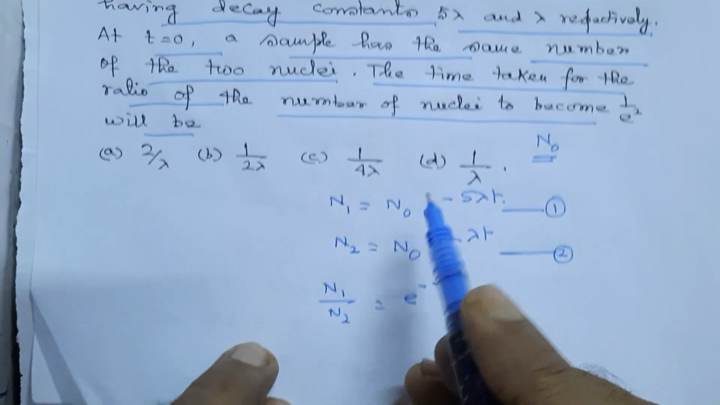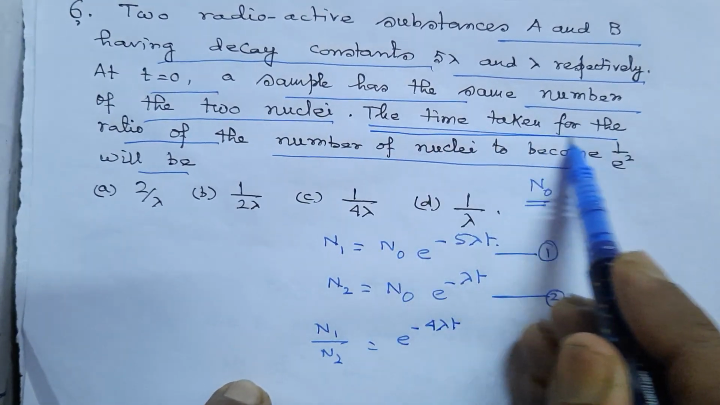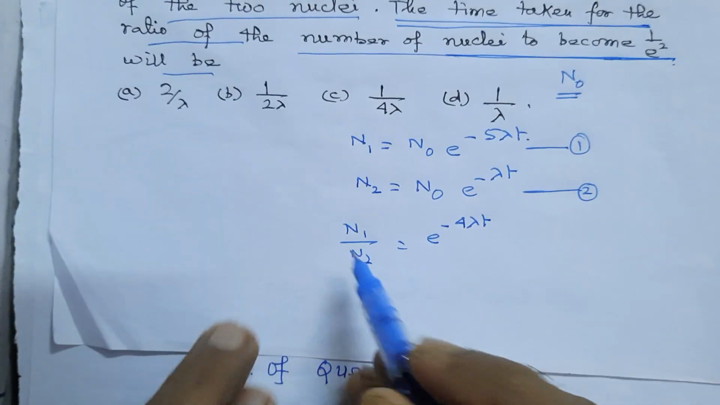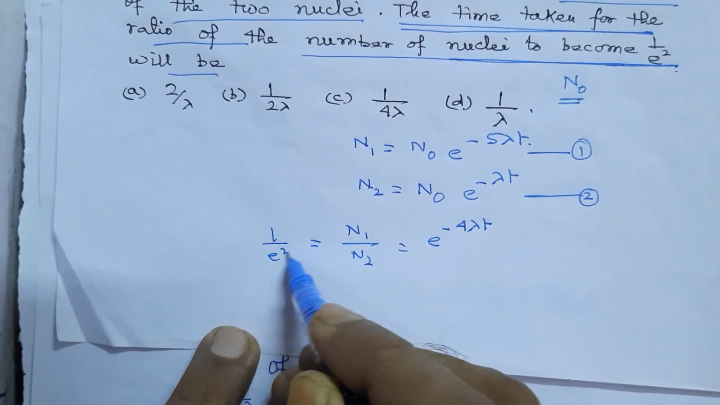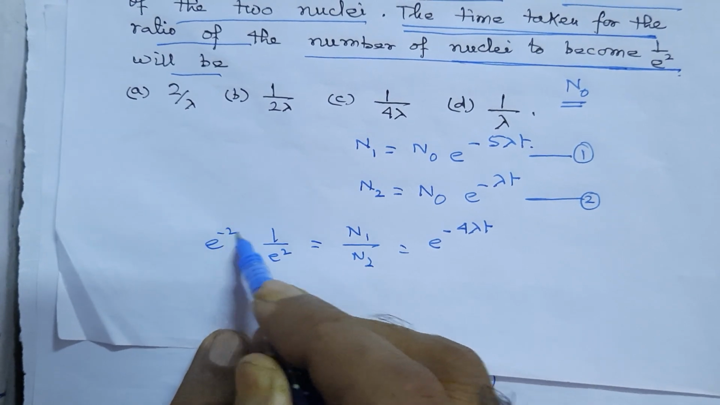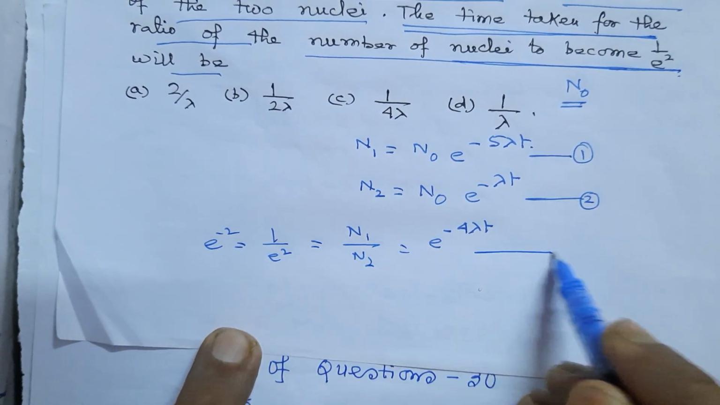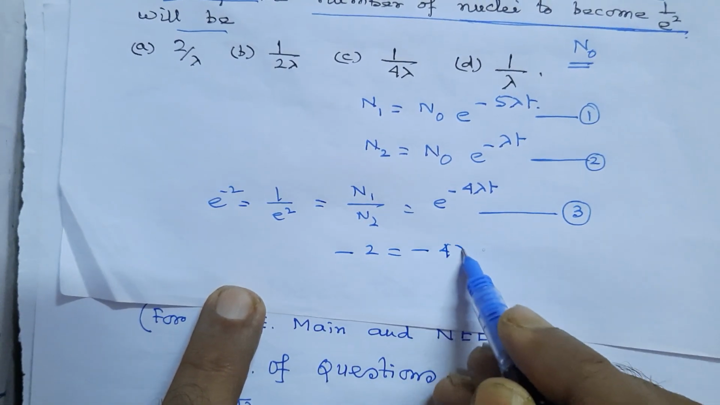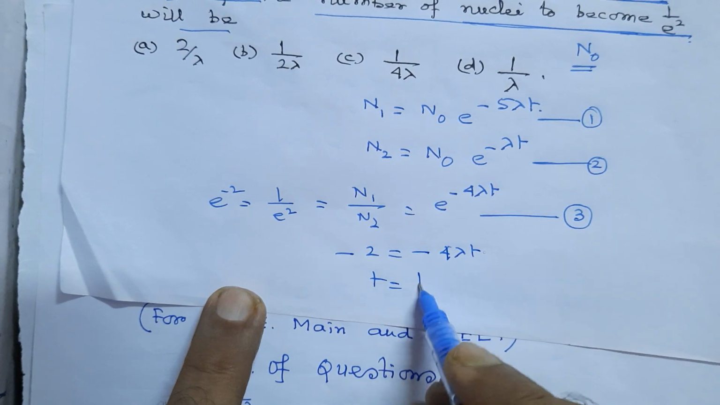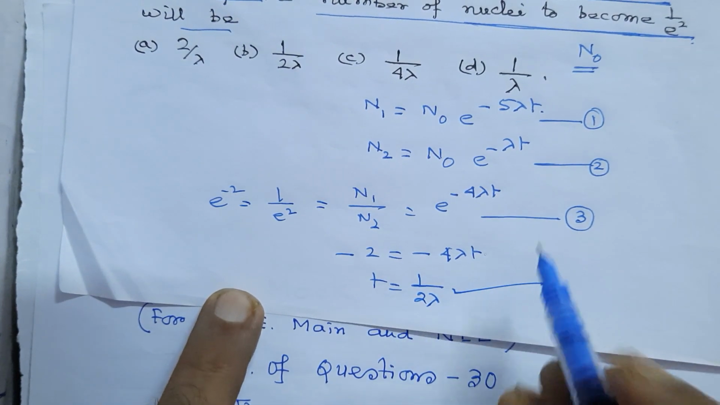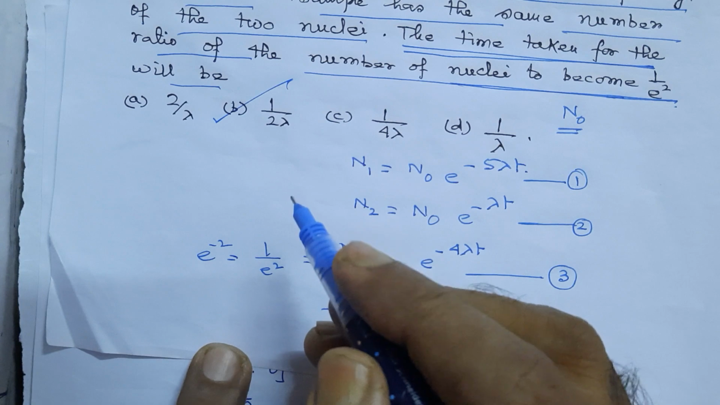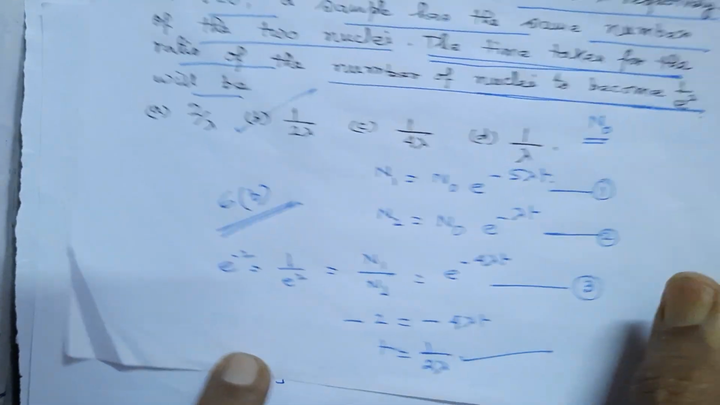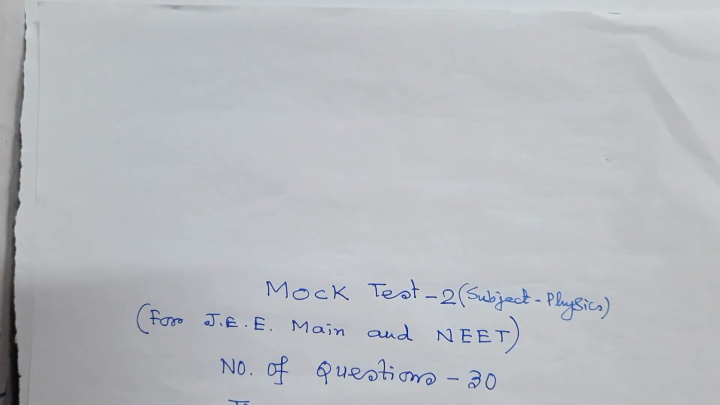Now, by the given condition, the time taken for the ratio of the number of nuclei to become 1 by e square. So N1 by N2 equals 1 by e square, that is e to the power minus 2. So comparing both sides of equation 3, we get minus 2 equals minus 4 lambda t. So t equals 1 by 2 lambda. So our correct answer is B. So the correct answer of question number 6 is B. Let us see the next question, that is question number 7.